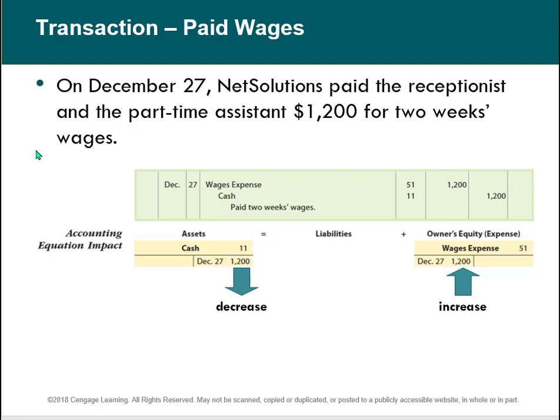December 27th, they paid the receptionist and the part-time assistant $1,200 for 2 weeks' wages. So debit wage expense and credit cash. And even when you think about payroll, do you ever get paid in advance? You never do, right? We always get paid after the fact, after we've done the job. So that would always be an expense.